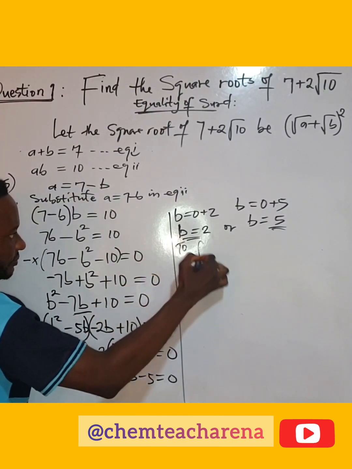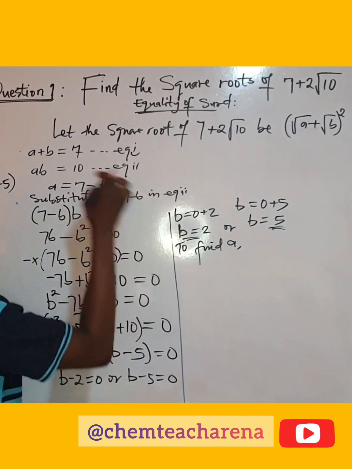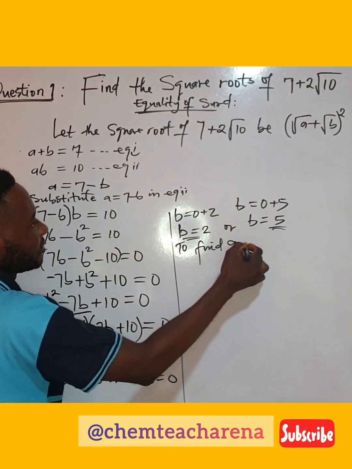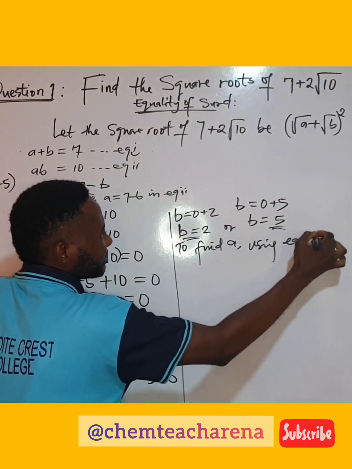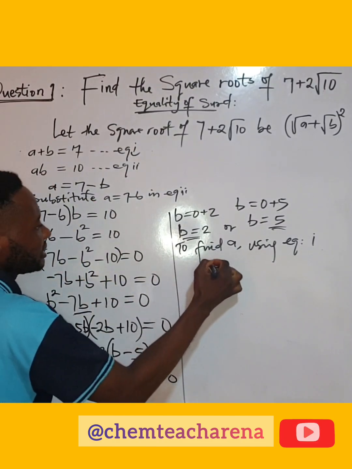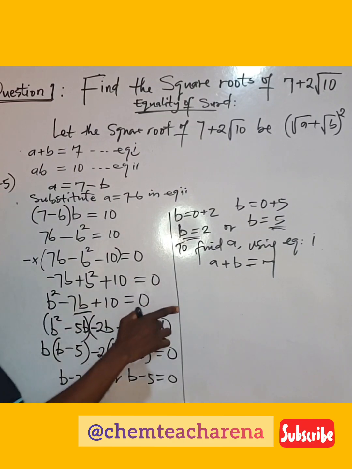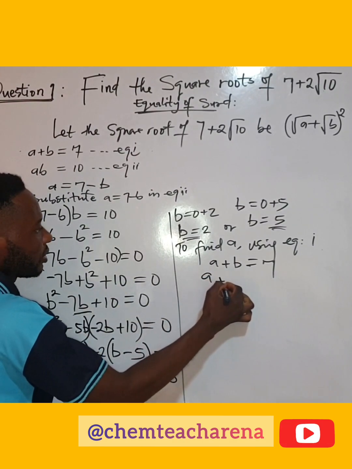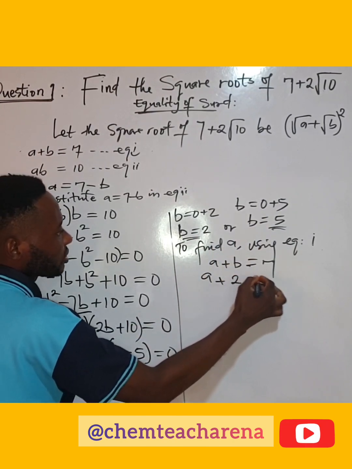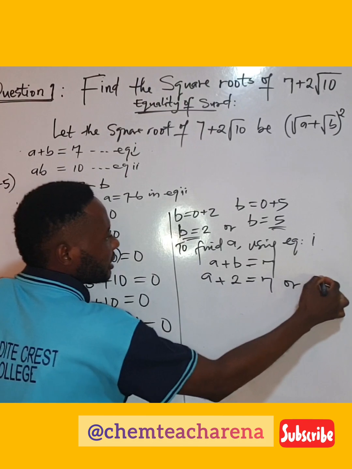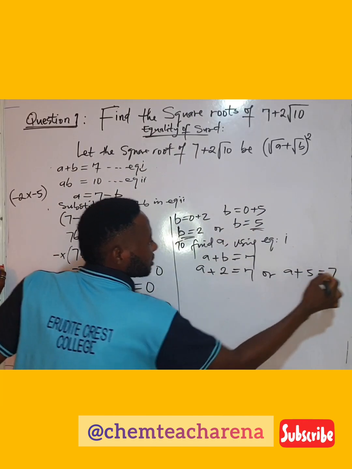To find a, let's use equation 1. So equation 1 is a plus b equals to 7. Yes, equation 1 is a plus b equals to 7. Now we are looking for a. A plus b is 2, and b is 5. So we say a plus 2 equals to 7, or a plus b, with b as 5, a plus 5 equals to what? 7.